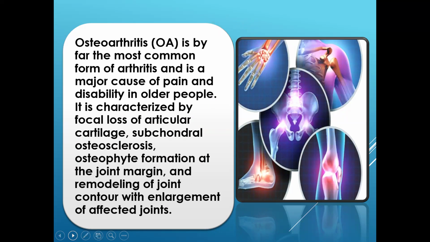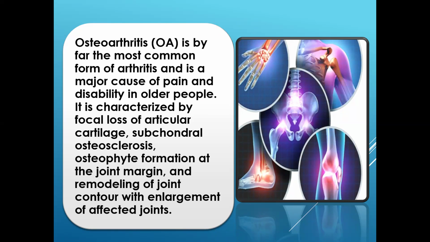It is characterized by a focal loss of articular cartilage. That is what is known as articular cartilage. If you look at this, this is articular cartilage here. These are articular cartilages here. So it is the loss of articular cartilage, subchondral osteosclerosis, osteophyte formation at the joint margin, and a characteristic remodeling of the joint shape. And it's well known by enlargement of the affected joint.